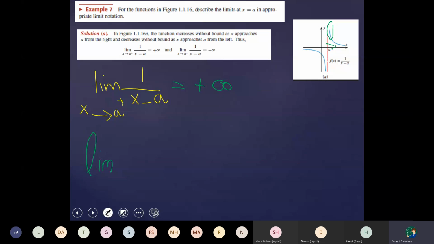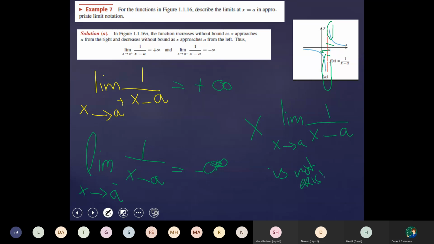Now, the limit of 1 over x minus a when x approaches a, but now from the left. Here we have a from the left. The curve will go to the negative y-axis. That's why it's equal to negative infinity. Now, is the limit as x approaches a from the right equal to the limit from the left? No. So because of that, I will say that the limit of 1 over x minus a when x approaches a does not exist.